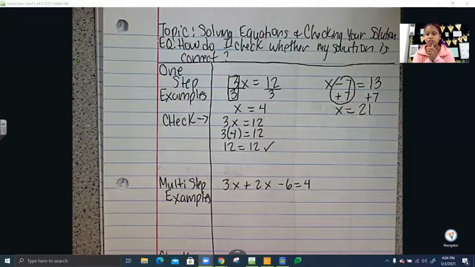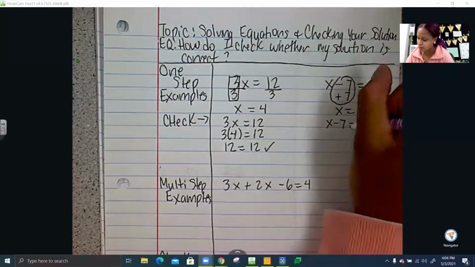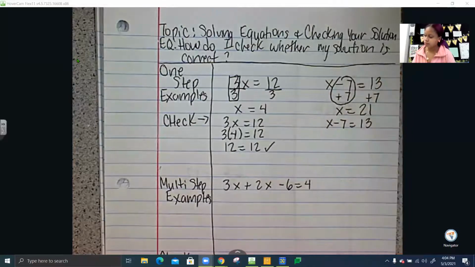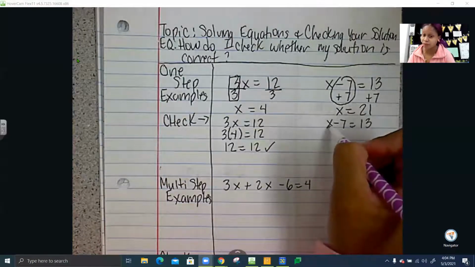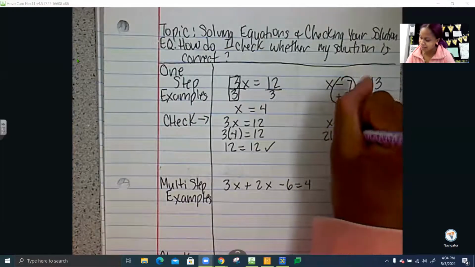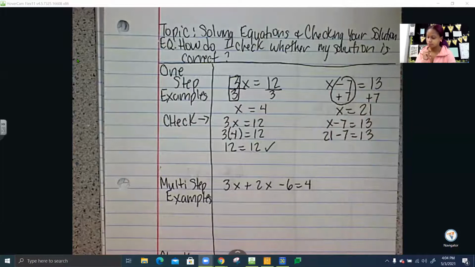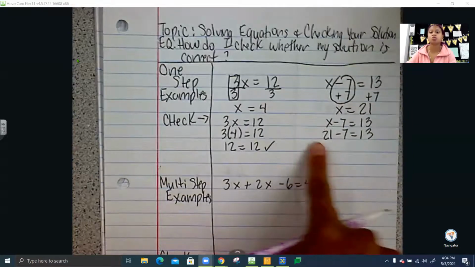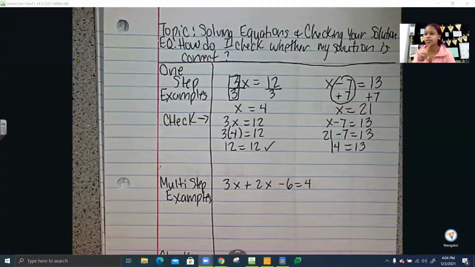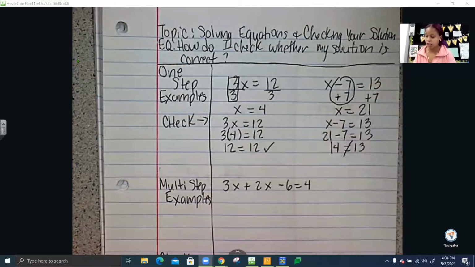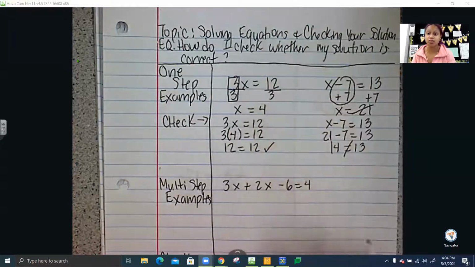And to see if this is correct, I'm going to go back to my original problem of x minus 7 equals 13. And let's see what I get. So I'm going to substitute 21 back into my problem for x. So it'll become 21 minus 7 equals 13. And then I'm going to actually do that subtraction. What is 21 minus 7? That is 14. Let's see if it equals 13. 14 and 13 are not the same. These are not equal. So that means this 21 was incorrect, and I need to go back and resolve.